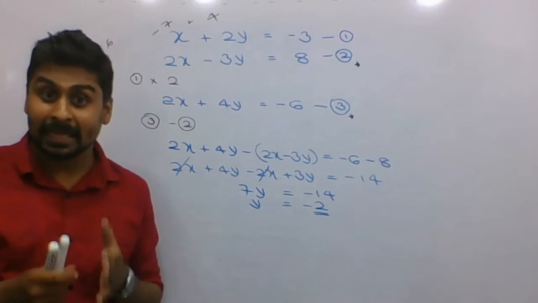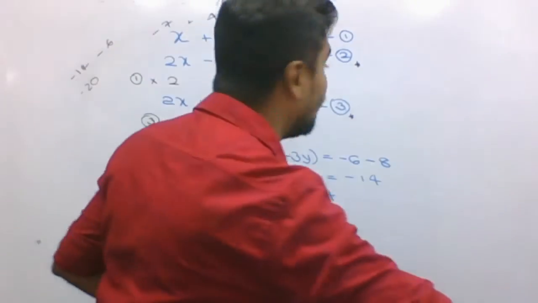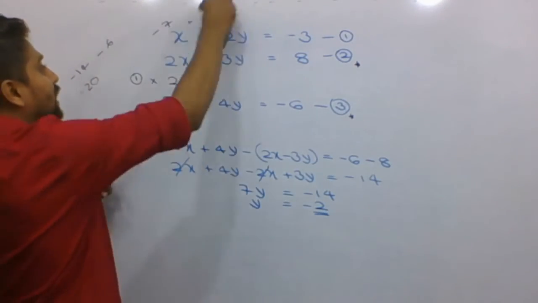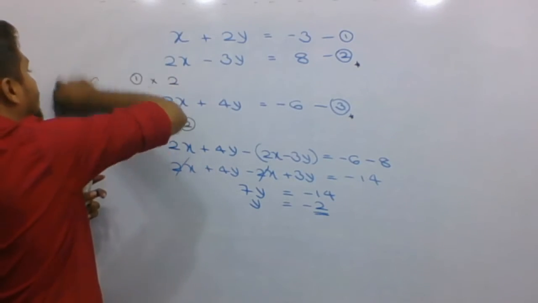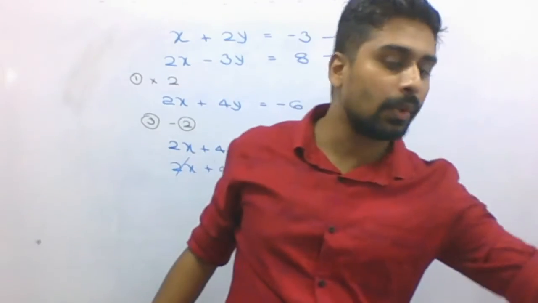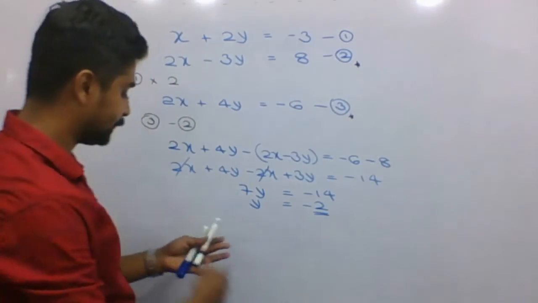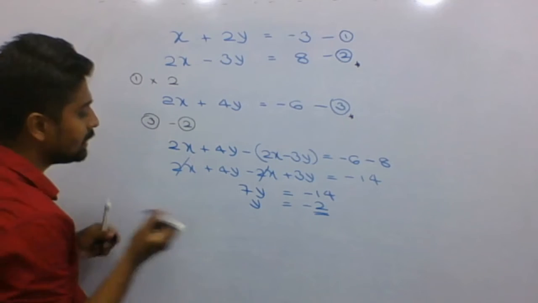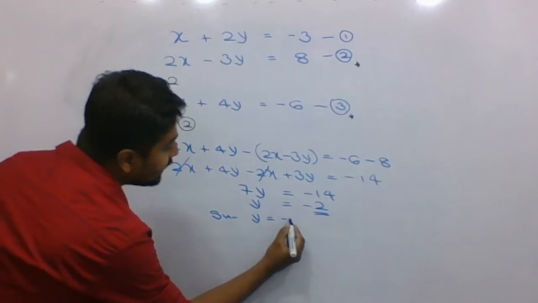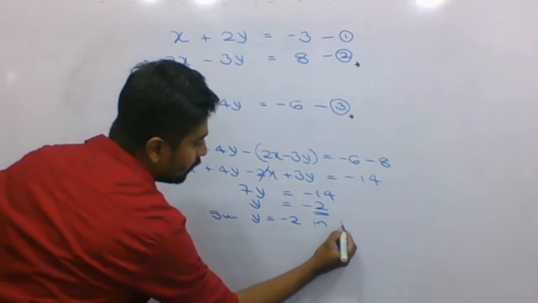So if you have time, substitute the values and check whether this side balances with that side. If it balances, your answer is sure. If there is no time, you don't need to check. If you do these steps correctly, your answer is correct. Right? Now, we know that y equal minus 2. I am going to substitute in the first equation.